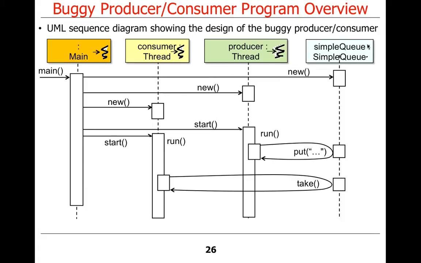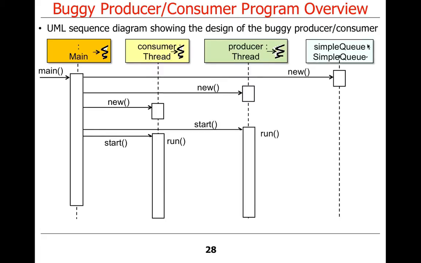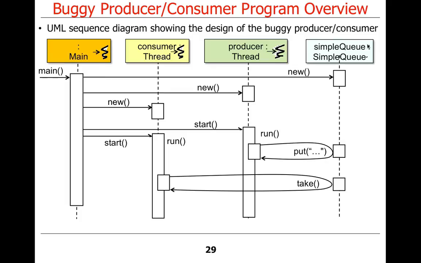So here's a UML sequence diagram that illustrates the overall design and interactions in our producer-consumer example, which is buggy. So we call it the buggy queue. It's going to start out by having a main method called, and that main method is going to create a simple queue, a consumer thread, and a producer thread. And then it's going to start the producer and consumer threads. As you'll see later, as we get into this in more detail, when you call start, the run method gets called back.